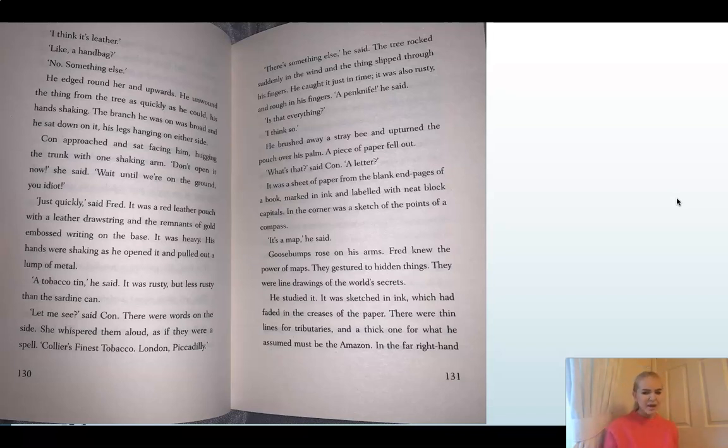So it might suggest that this person has now come from London because the sardine can was from Plymouth. So I wonder if this one is telling us it's from London.